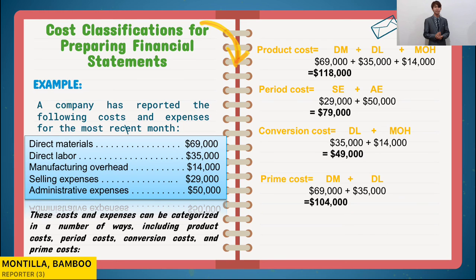So that's the end of the third topic of this chapter, which has only three subtopics: the product costs, the period costs, and the prime cost and conversion costs.